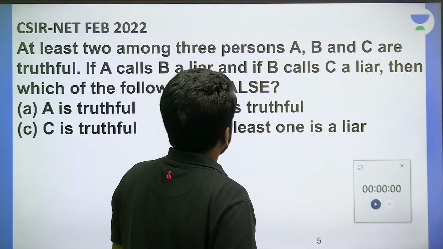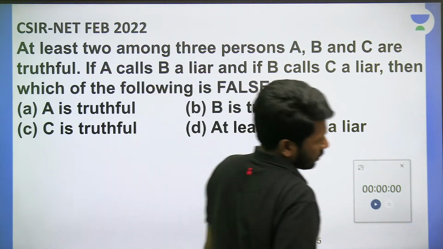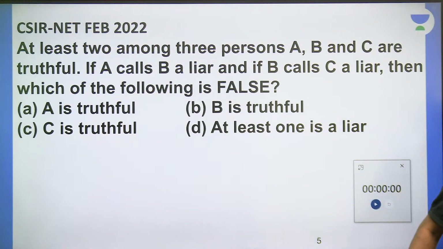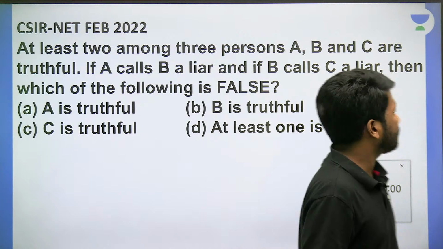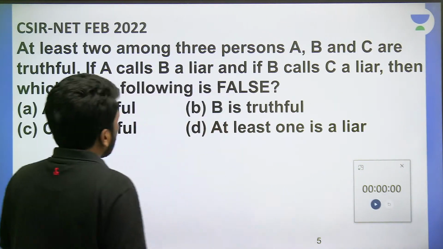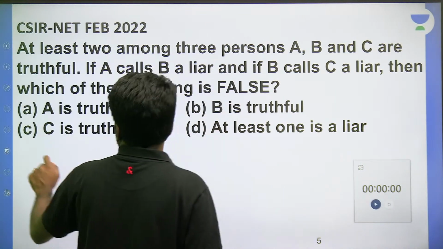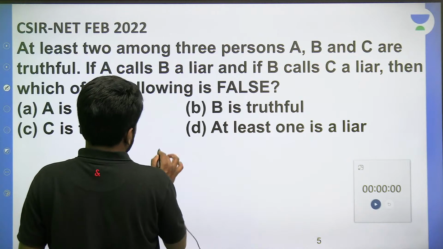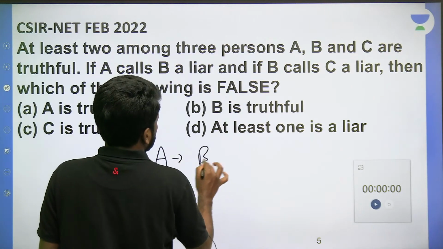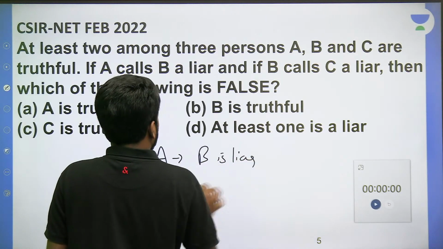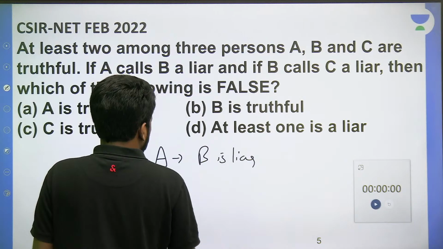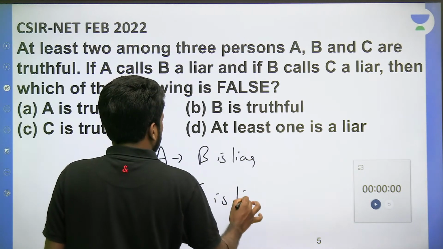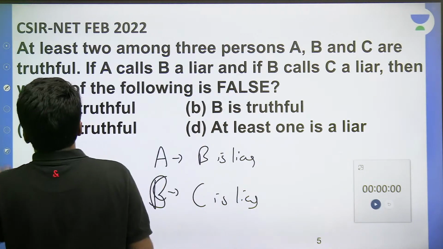At least 2 among the 3 persons A, B, C are truthful. So it's a statement related problem. Truthfulness, falsity of statements you need to analyze. If A calls B a liar and B calls C a liar. So there are 2 statements mentioned. A is saying B is a liar. B is saying C is a liar.